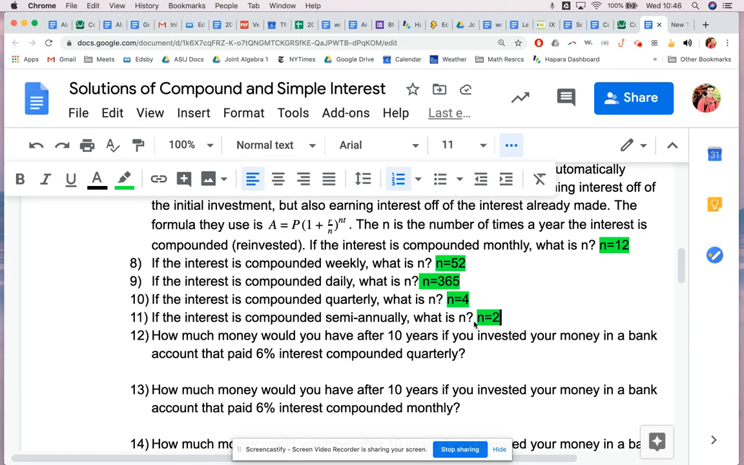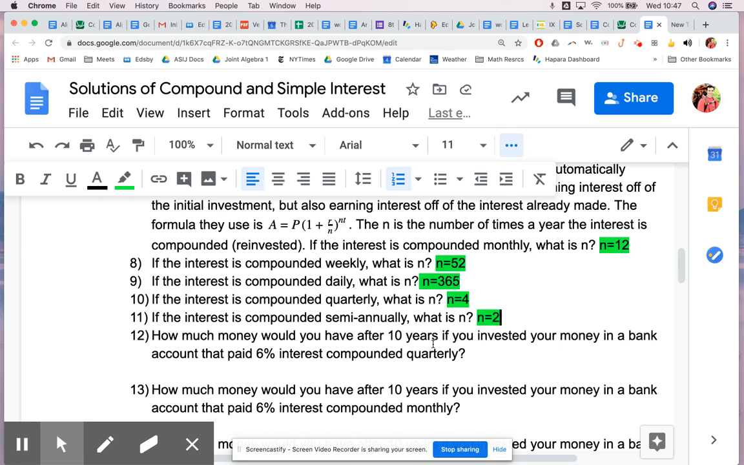All right, so in this case here, we knew that n was 12 for monthly. There are 52 weeks in a year. There are 365 days in a year. And quarterly means that's 4 times a year, every 3 months. Semi-annually is twice a year, n equals 2. So you kind of need to know what these terms mean to be able to know what you're going to plug in for n in the formula here.